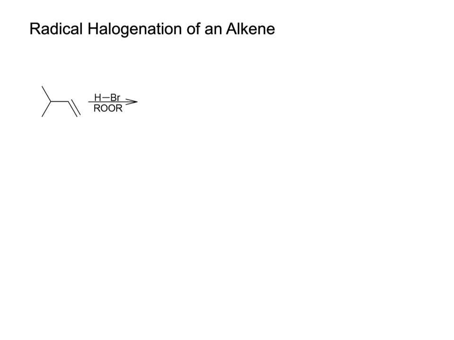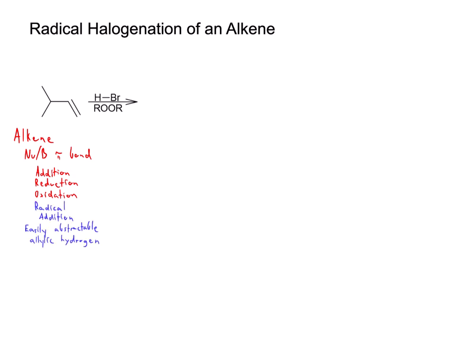So when we look at this reaction, the first thing we do is we make a list of everything we know about that very first functional group, which is, of course, an alkene. Now, when you first encounter alkenes in Organic 1, you learn that they have a nucleophilic and basic pi bond, and the three main reactions that we do there are additions, reductions, and oxidations. When you finally get to the chapter on radicals, you have to add a couple of new ideas, and that is the fact that we can do radical addition at that pi bond, and that we have an easily abstractable hydrogen in that allylic position.